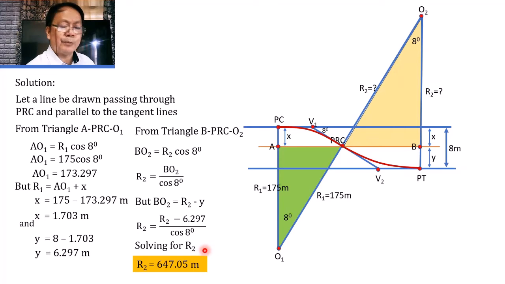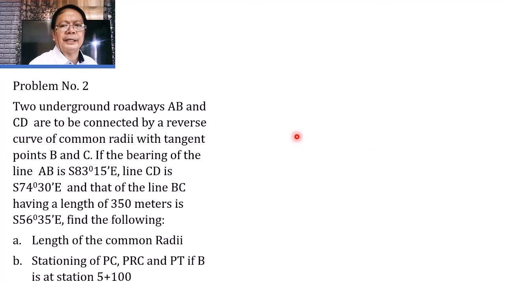And that is how we can solve. We have shown an example of how we deal with problems on reverse curvature having parallel tangents, and I hope that you are able to follow. For us to further strengthen our understanding of the concept, let us study the second problem. The second problem goes like this. The two underground roadways AB and CD are to be connected by a reverse curvature of common radii with tangent points B and C.